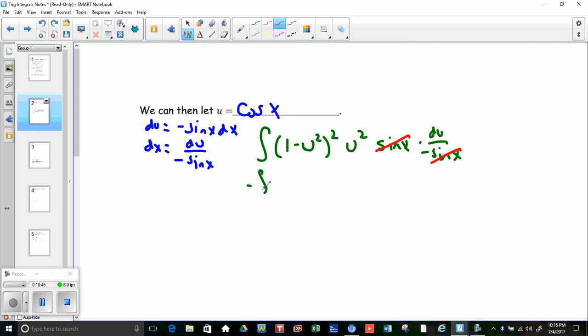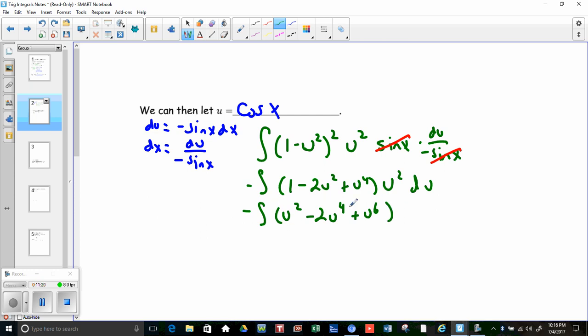Negative goes out front. And you're going to have to FOIL this and distribute the u squared to get everything into terms that we're going to be able to take antiderivatives of easily. So FOILing this is going to give us 1 minus 2u squared plus u to the fourth times that u squared from here times du. Distributing the u squared, now I get u squared minus 2u to the fourth plus u to the sixth du.